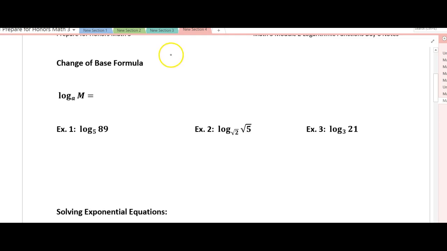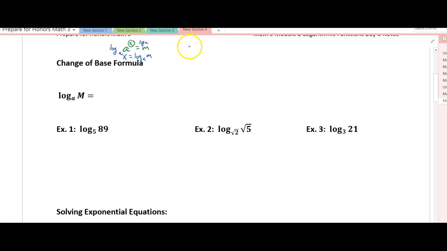If I want to get rid of a log, I can use an exponent. So if I have, say, a to the x equals m, if I wanted to get x down, I could basically take the log base a of both sides. And log base a of a to the x is just going to give me x, then this side would become log base a of m.